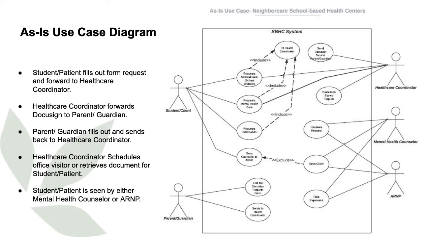Thank you. The as-is use case shows redundancy between the student patient and the healthcare coordinator, with additional work coordinating a signed form from the parent guardian. Once this process is done, finally the HCC, healthcare coordinator, can schedule the visit, and the patient can be seen by either the mental care provider or the ARNP. Summer's next. Thank you, Tom.